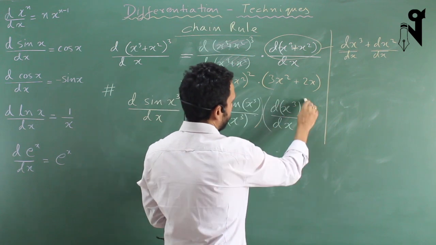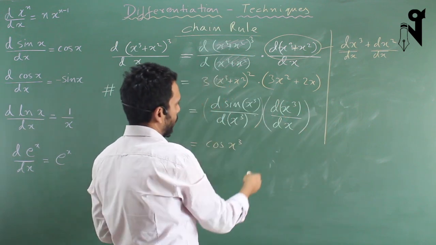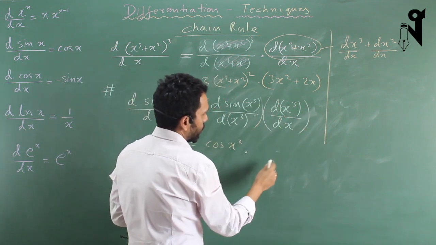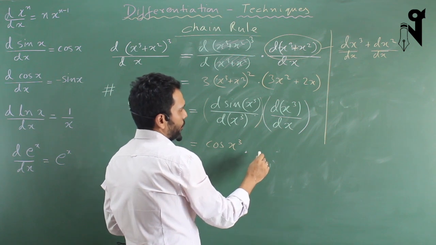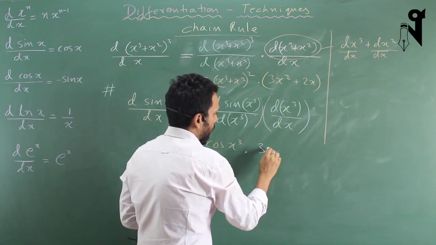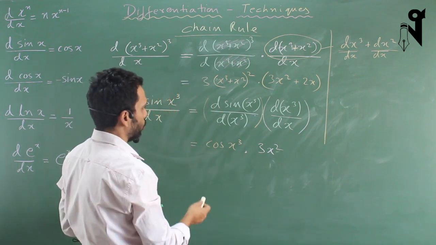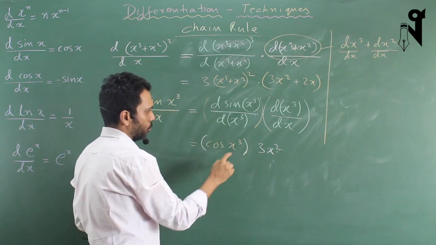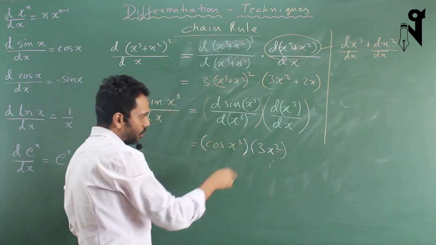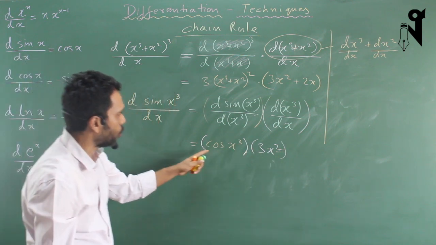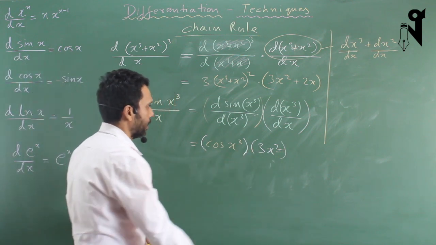say this white part. What is that? D of x cube by dx is, by now I hope we have become very cool with this, 3x square. So that's your answer. 3x square into cos x cube is your answer. That 3x square is outside the cos. I hope you understand. So cos x cube times 3x square is the right answer.